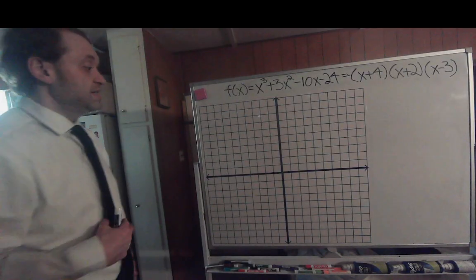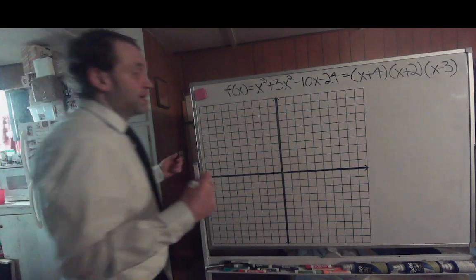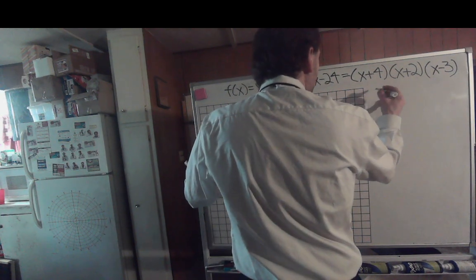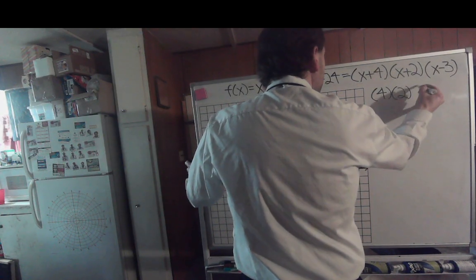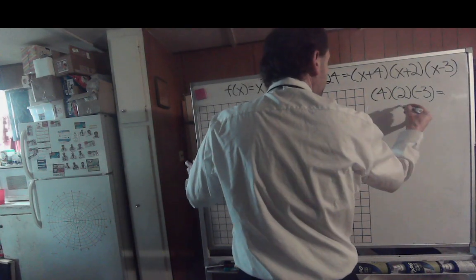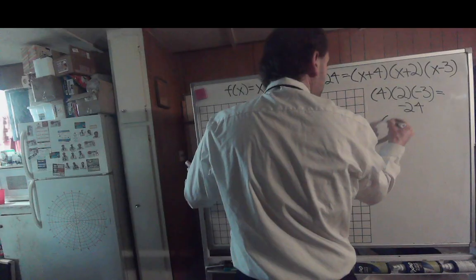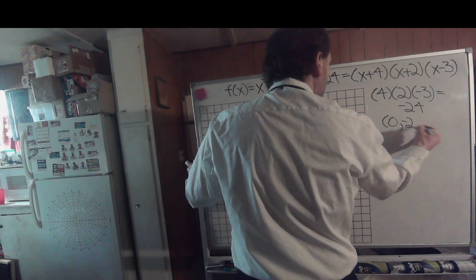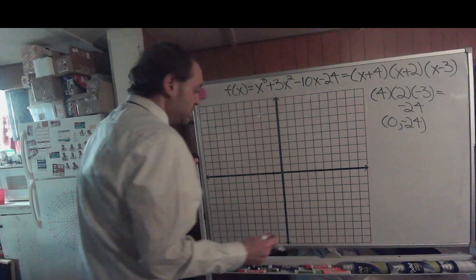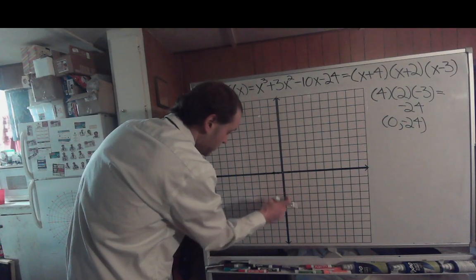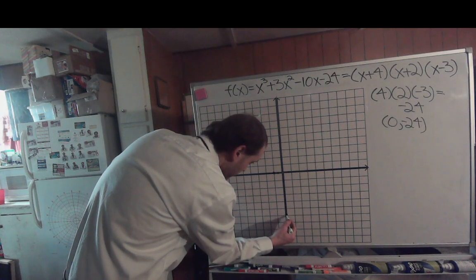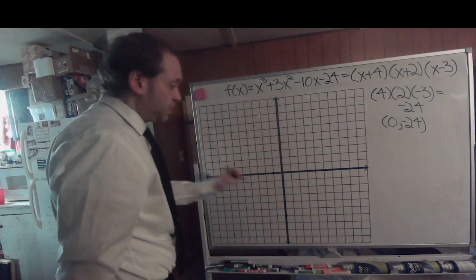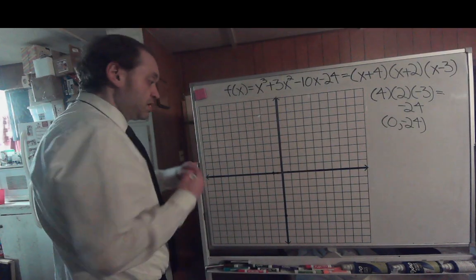And let's see. We should also find the y-intercept, which would be simply 4 times 2 times negative 3, which would give you 8 times negative 3. That would give you negative 24. So the y-intercept is going to occur at 0, negative 24. So let's see, 4, 8, 12, 16, 20, 24. So there's 0, negative 24 right there. There's your y-intercept. All right.